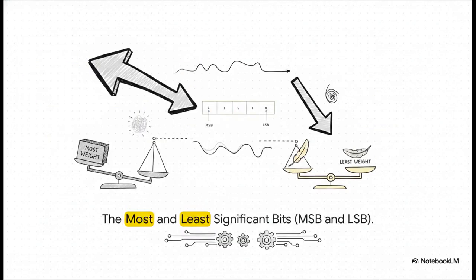Now, what's actually really interesting here is the anatomy of a binary number itself. Because every binary digit is called a bit, we actually have specific names for their positions. The leftmost digit carries the most mathematical weight, so it's called the most significant bit, or MSB for short. The rightmost digit carries the least weight, making it the least significant bit, or LSB. If you're getting into computer science, this terminology is absolute standard practice, for sure.